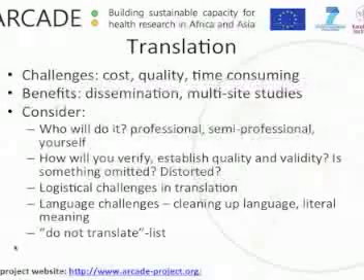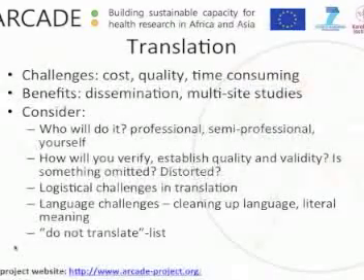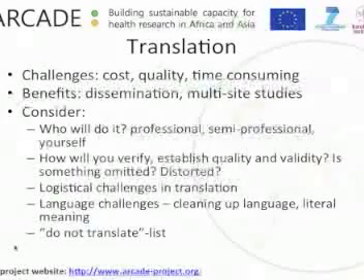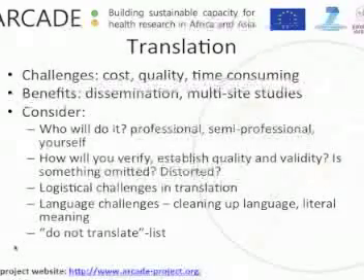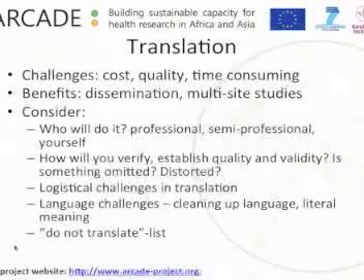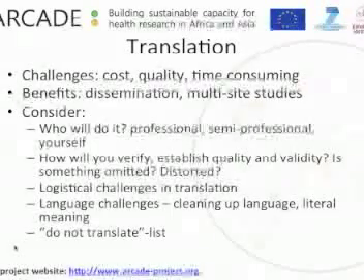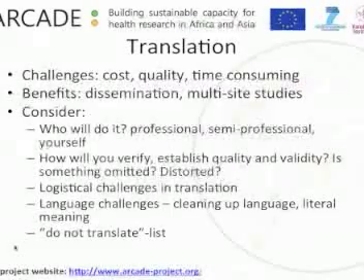The challenges with this are, of course, costs. Translating something costs a lot of money. And the quality of translation, depending on who you hire or who you use, may vary. And it's also a time-consuming process. But the benefits of translating your data is that you can disseminate your data. Obviously, if you're going to publish the data, you're going to have to translate it at some point. And in multi-site studies, you will be able to work across the sites and people will be able to understand what's going on.